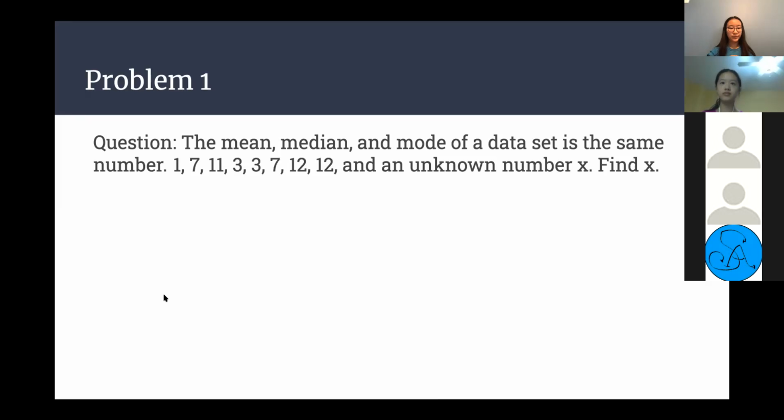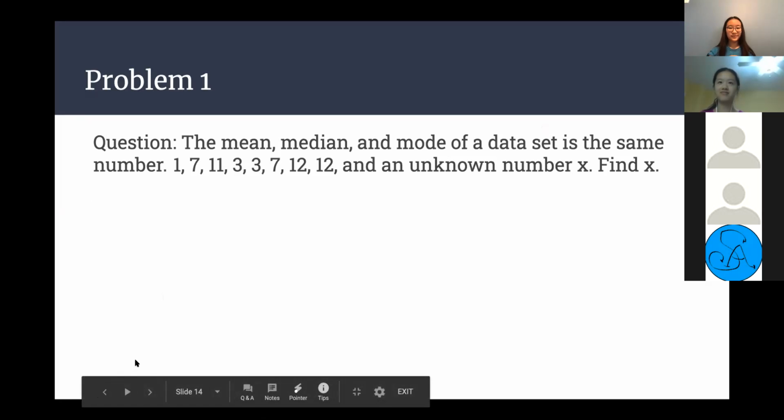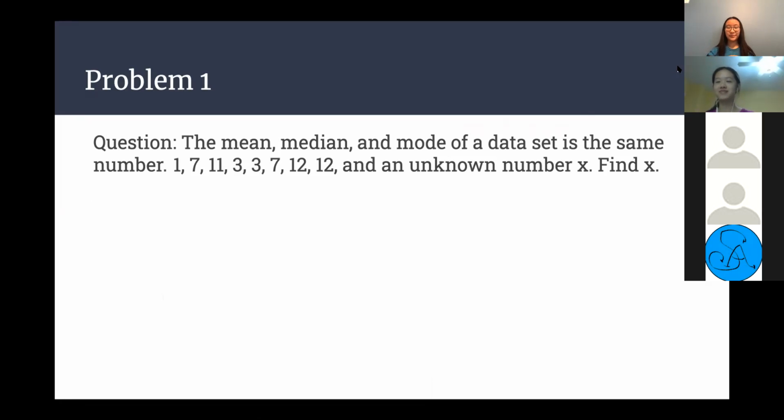Okay, so here, the mean, median, and mode of the data set is the same number. Oops. Okay. Well, that's okay, we're just going to continue on. You could try solving the problem the legit way, or if you didn't see, even better. So yeah, you have that data set and an unknown number x, where you have to find x.